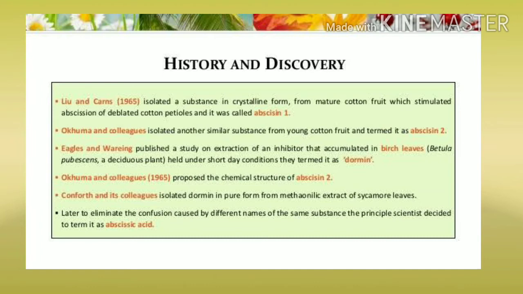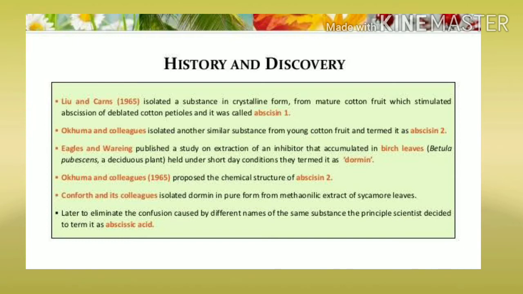Eagles and Wareing published a study of extraction of an inhibitor that accumulated in birch leaves held under short day conditions. They termed it dormin. Next, in 1963, Okuma and colleagues proposed the chemical structure of abscission 2.